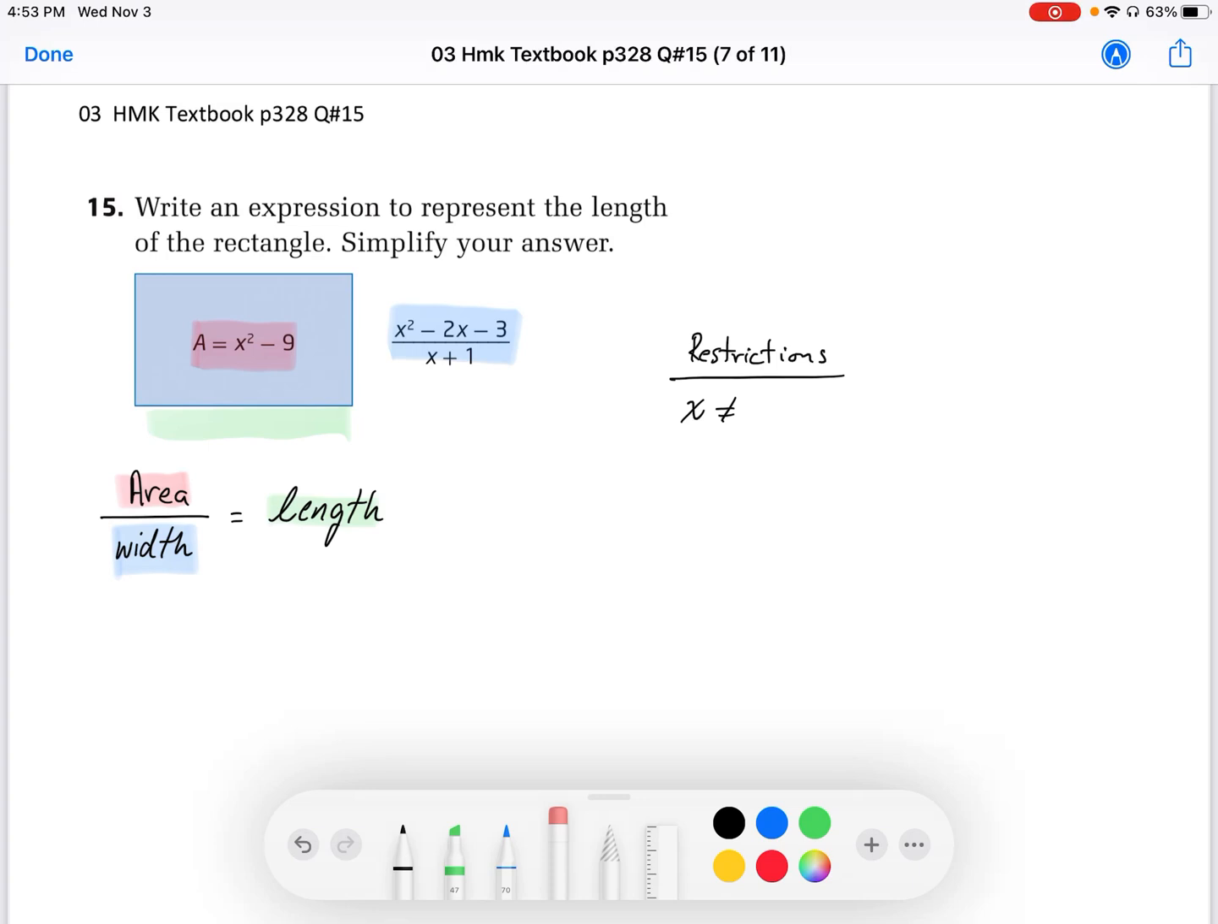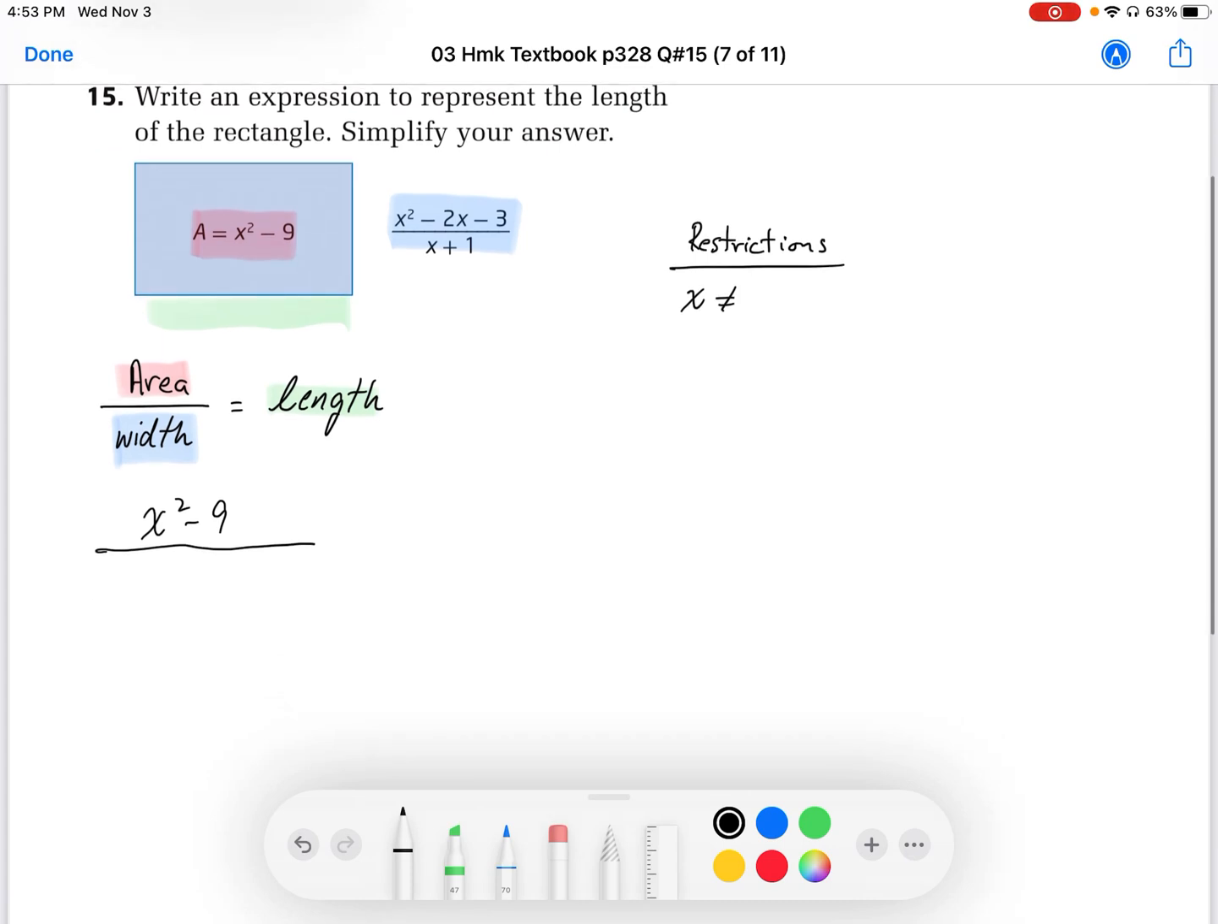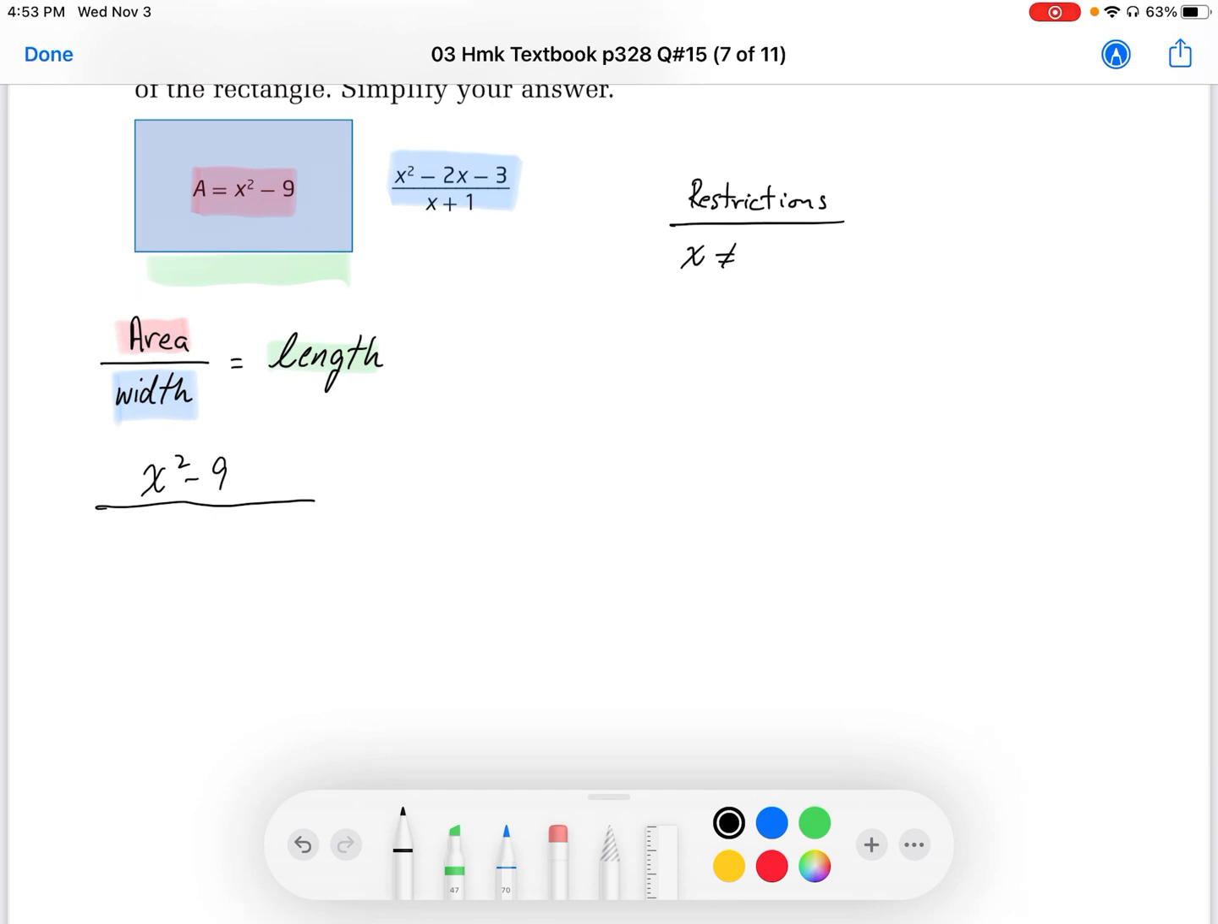So I can rewrite this expression like this. My area, which is x squared minus 9 divided by, now the width happens to be a fraction already. So we just need to make sure that this divisor is the main divisor. And then we're going to divide by x squared minus 2x minus 3 divided by, and this is a minor divisor because it's in the denominator. We're dividing by that whole expression, and we're going to end up with this. And this is going to equal the length that we're looking for.